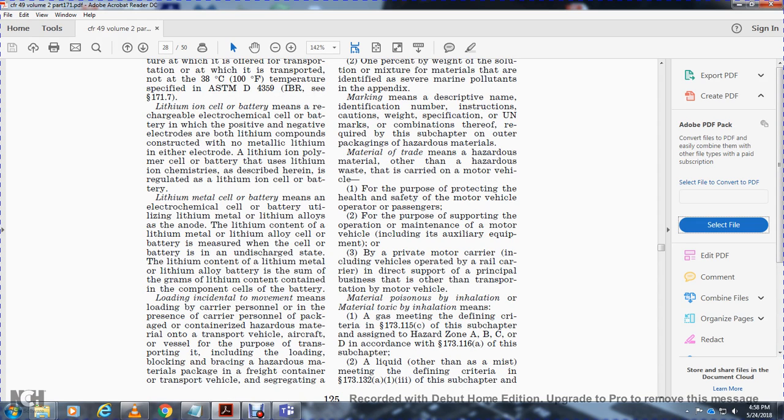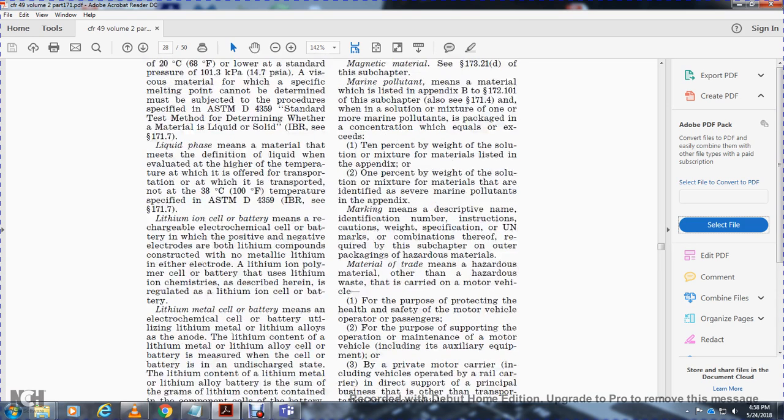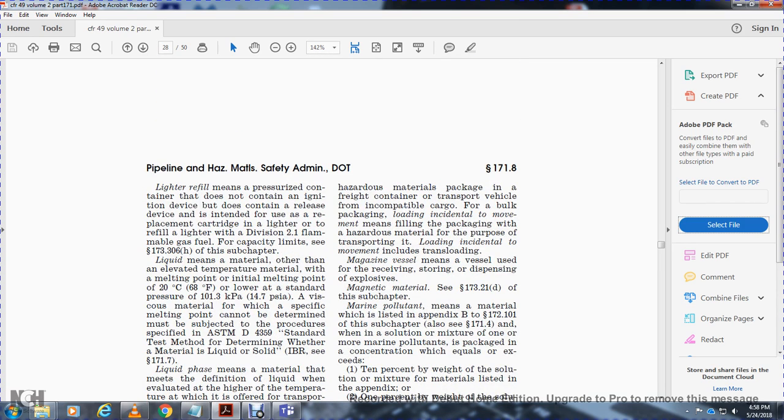Loading incidental to movement means the loading by carrier personnel or in the presence of carrier personnel of packaged or containerized hazardous material onto a transportation vehicle, aircraft, or vessel for the purpose of transporting it, including loading, blocking, and bracing of the hazardous material package or freight container on the transportation vehicle, or segregating hazardous material packages or freight containers on the transportation vehicle from incompatible cargo.